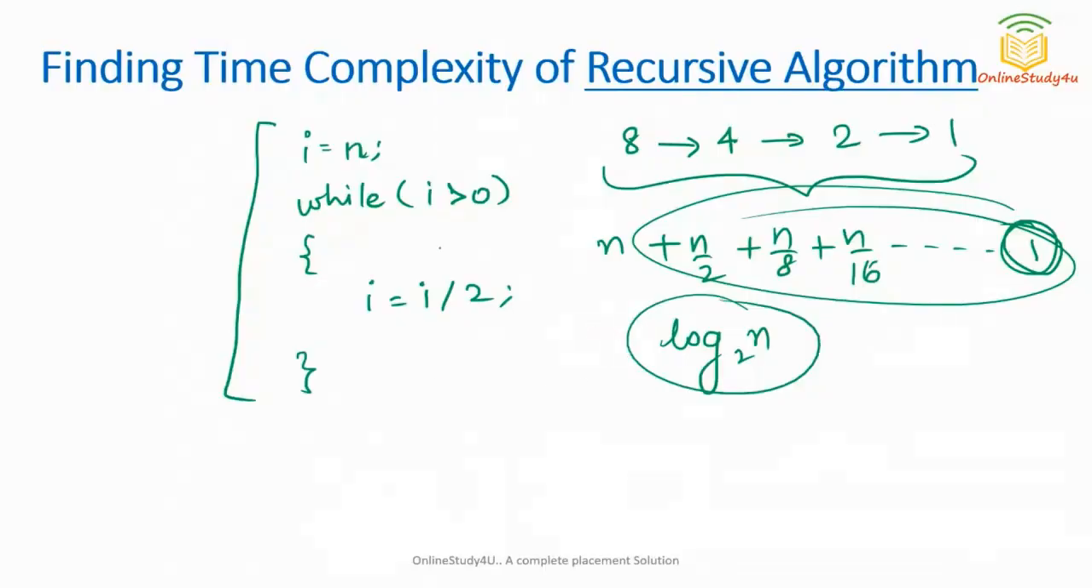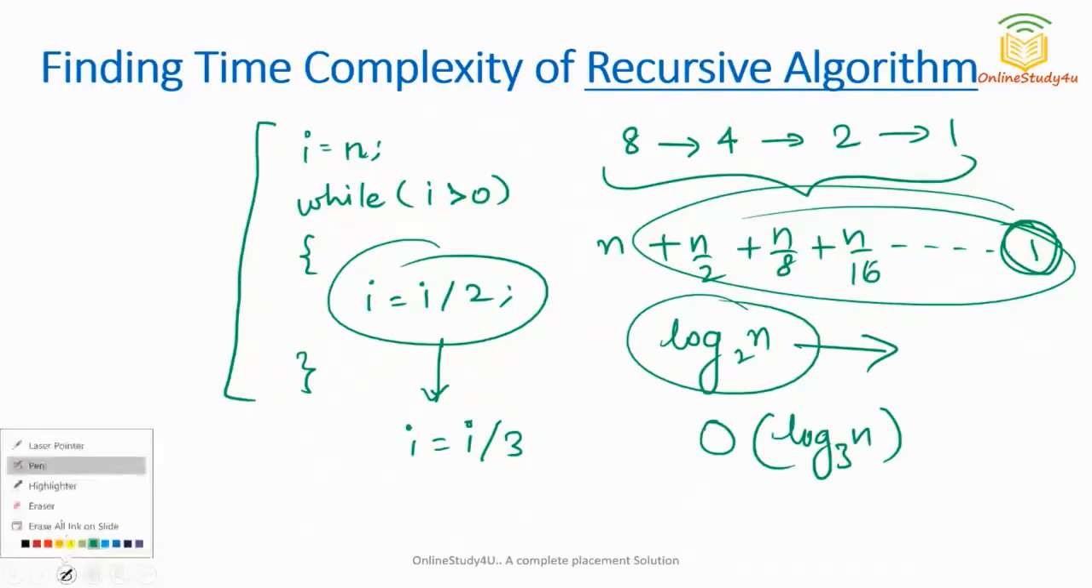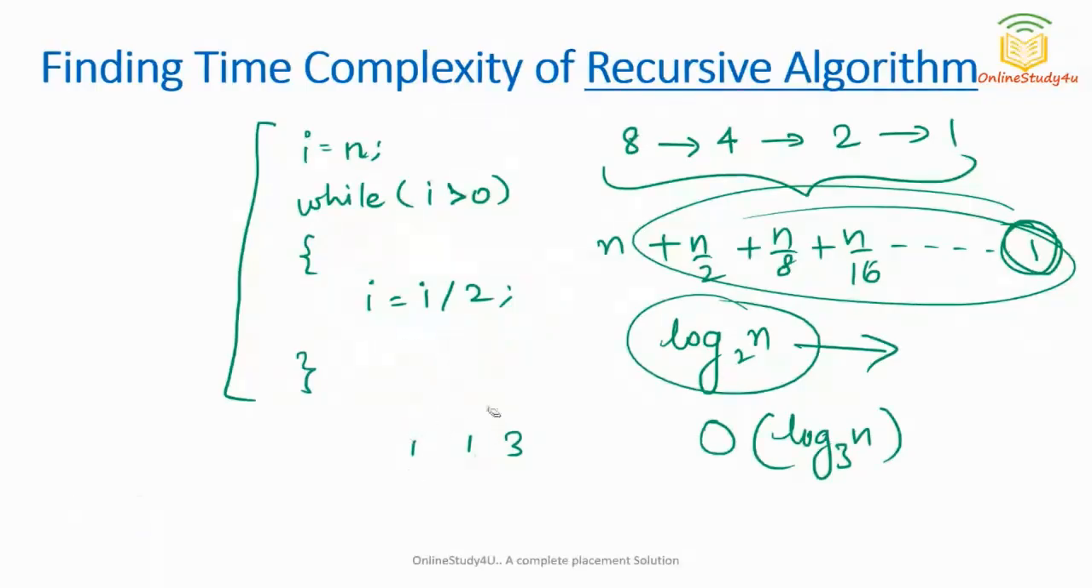Now suppose in this statement, I replace it with i is equal to i by 3. Now what will be the answer? What will be the time complexity? What will be the change in this time complexity? It will be big O of, yeah, correct, log of n base 3. Good, good, good.